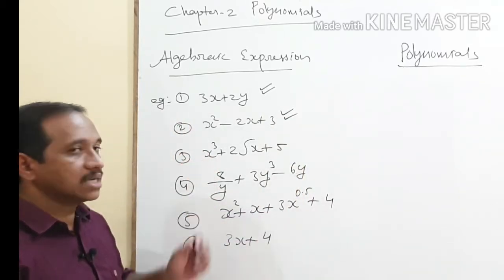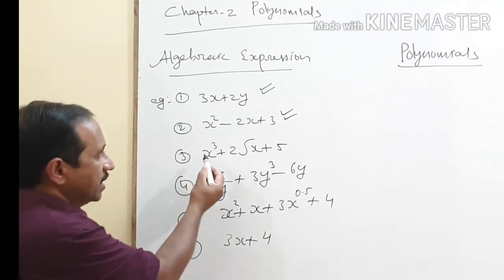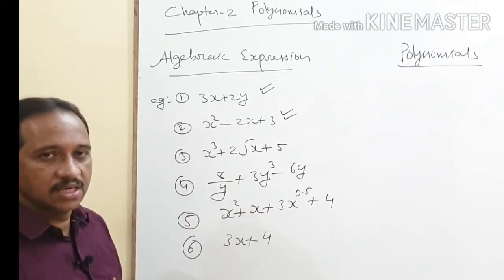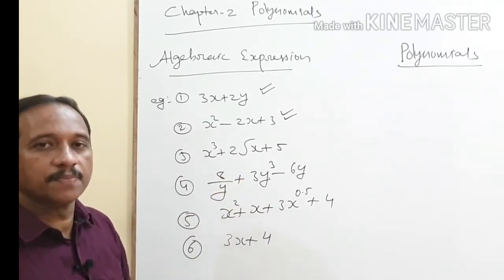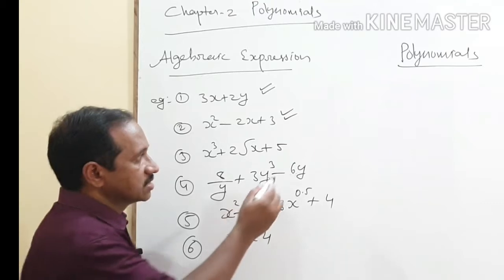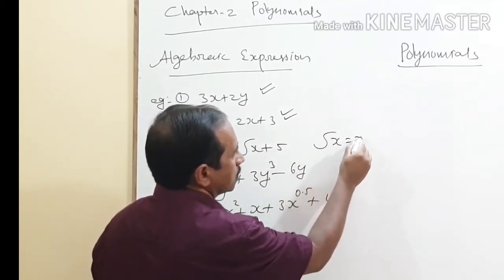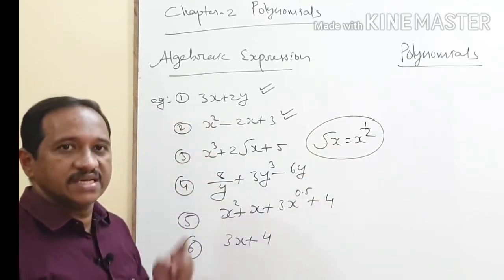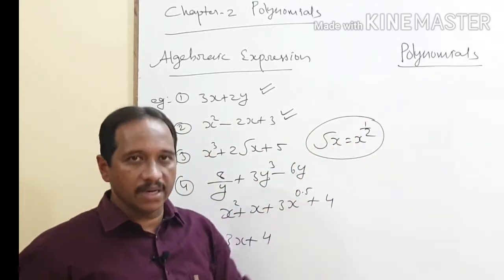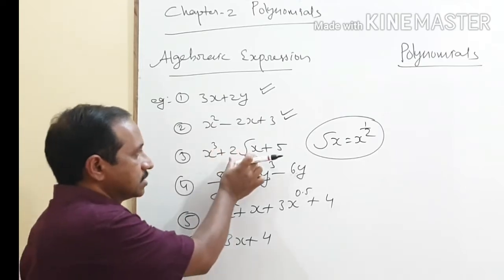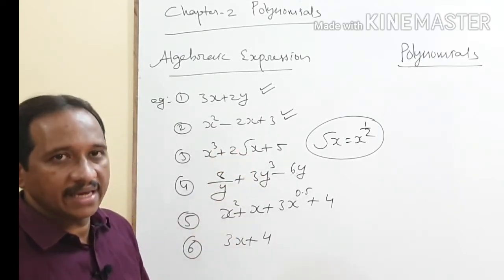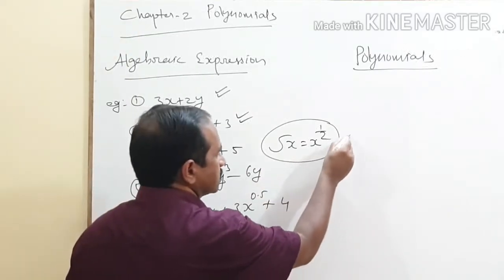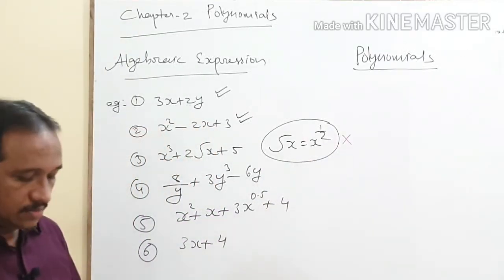Now look at the third algebraic expression. This is x cube, the power is 3. In the second term, 2 root x. In 2 root x, what is the power of x? You know that root x is equal to x raised to 1 by 2. Since root x is equal to x raised to 1 by 2, it means in this term, the power of the variable x is not a whole number, it is a fraction, so this is not a polynomial.